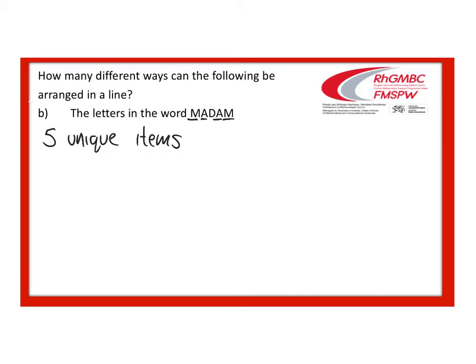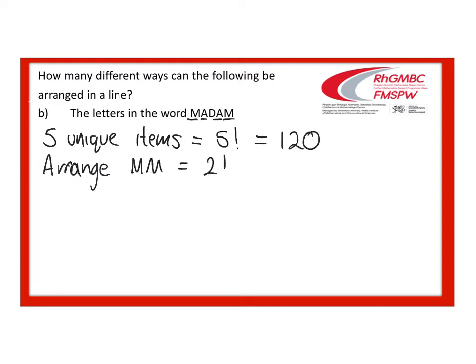So let's just consider, let's imagine all the letters are different for whatever reason. I would get 5 factorial, which is 5 times 4 times 3 times 2 times 1, which is 120. So if these were all different letters, there would be 120 different ways of arranging it. However, arranging the letters M and M, so that's going to be 2 factorial ways that I could arrange them, which is 1 times 2, which is 2. And arranging the letters A and A, also 2 letters, so there's 2 different ways of arranging them.